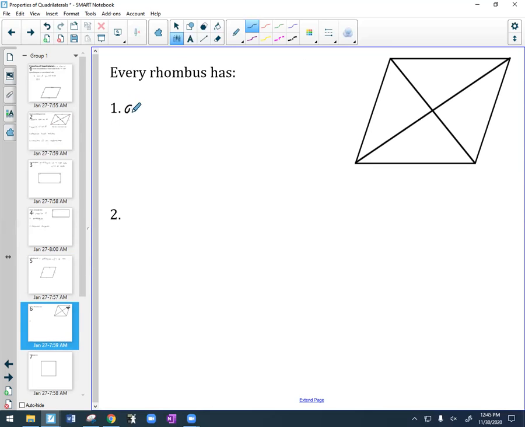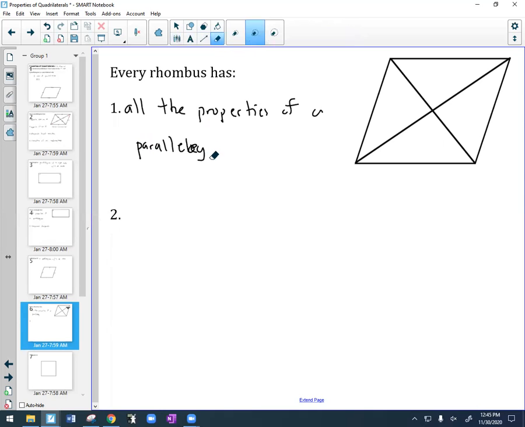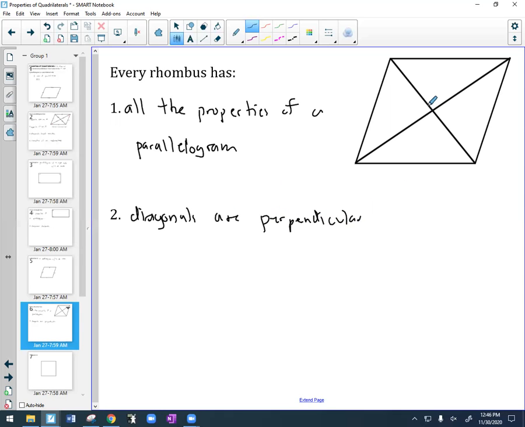Every rhombus has all the properties of a parallelogram, because it is a parallelogram. It also has diagonals that are perpendicular. That's the extra thing that a rhombus gets. These are right angles in here.